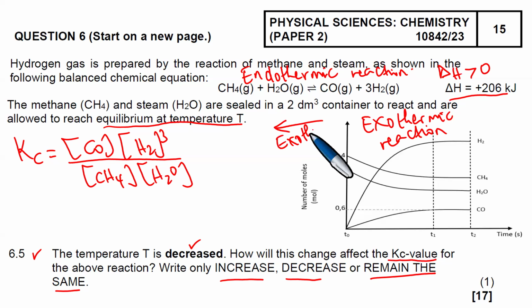Learn this, grade 11 learners and grade 12s. If the forward reaction is endothermic, the reverse reaction is exothermic. At this point, if you decrease the temperature, the endothermic reaction is not going to be favored, so it's going to favor the reverse reaction. If it favors the reverse reaction, you're going to have the concentrations of CH4 and water increase. When the concentrations of these increase, the Kc value will therefore decrease.